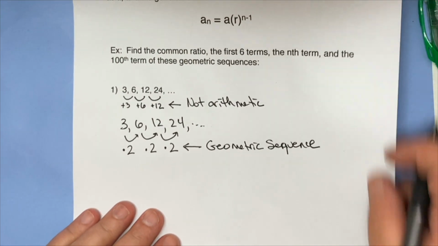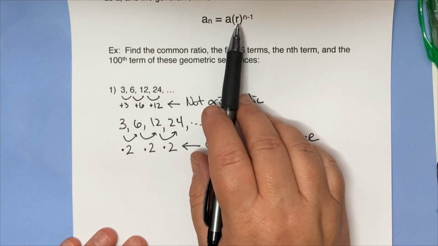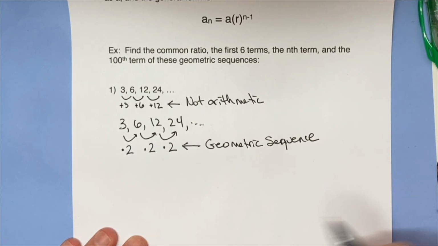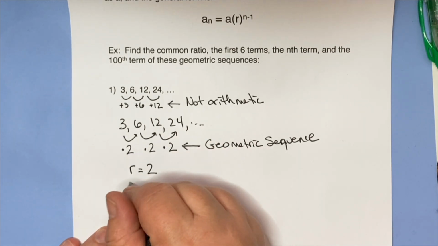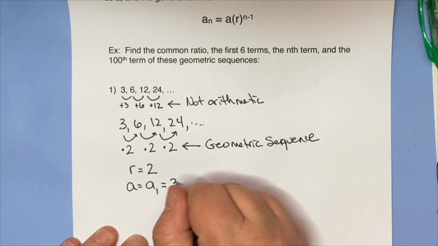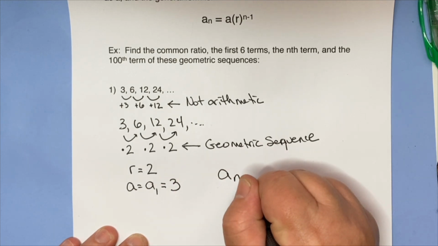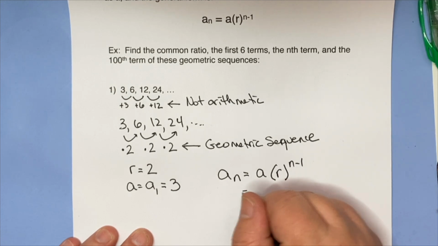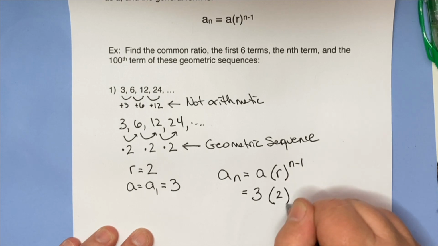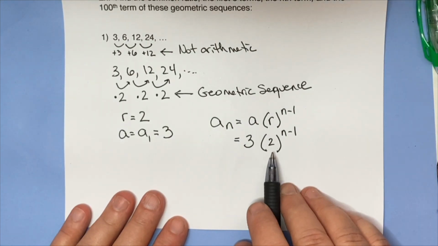Okay, so how do we set up the general form? Well, given that each time we're multiplying by 2, that means R equals 2. And then A, which is just whatever the first term is, is 3. And then our general form, A sub n, is A times R to the n minus 1, which is 3 times 2 to the n minus 1. That's our general form, with the common ratio right there.